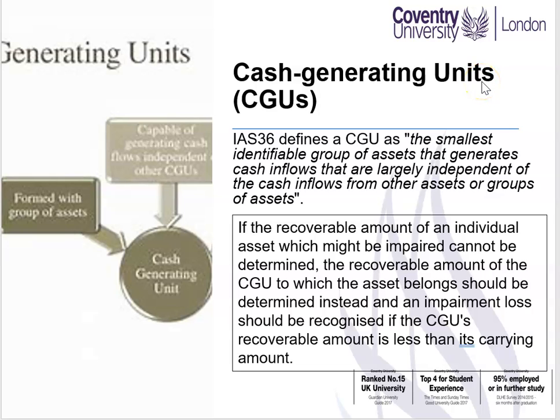IAS 36 defines a cash generating unit as the smallest identifiable group of assets that generate cash inflows that are largely independent of cash inflows from other assets, or that group of assets. So the company may be able to find out which parts in the business are able to generate cash inflows separately or independently of the rest of the entity. So that particular unit will be referred to as a cash generating unit.